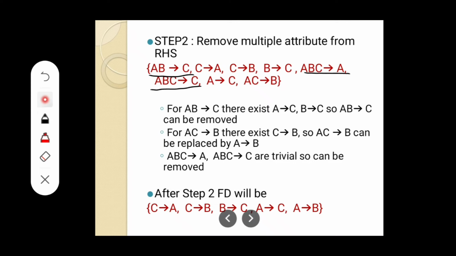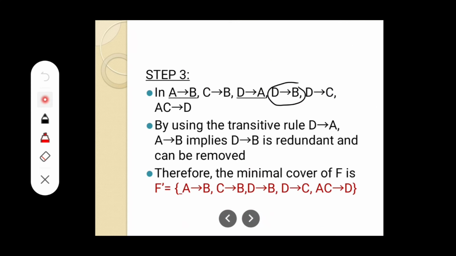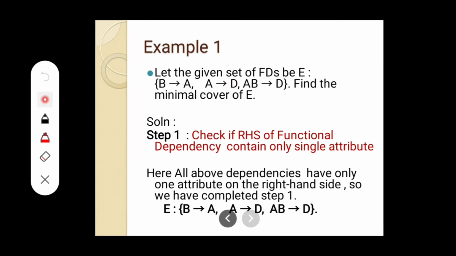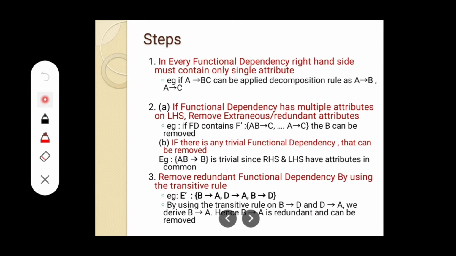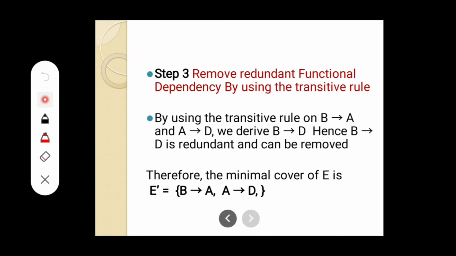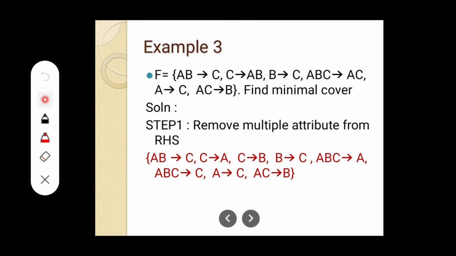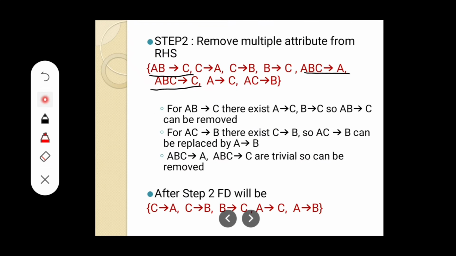Okay, so before going into the reduction, we have already studied that step 2 is having two conditions. What? Step 2 is having two conditions. First we have to check whether LHS is having multiple attributes, and also what? If the functional dependency is trivial, we can remove it. Okay, even if it is trivial we can remove it. So we have to check here whether any functional dependency is trivial.